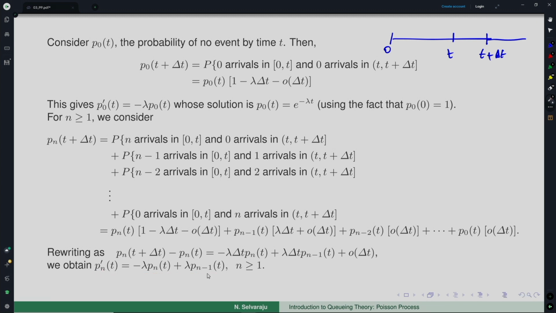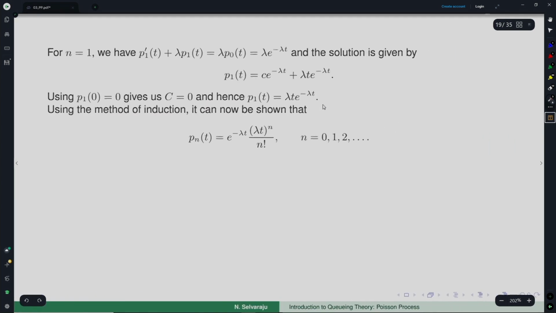Now, we already showed that P0 of t is e to the power minus lambda t. For n equal to 1, this equation is basically equal to this. We already know this, so this is what it is. This is again a differential equation. If you solve it, you will get this, but this is capital C here, because I am using capital C. This C and this C are one and the same. Now, using this gives us C equal to 0, and hence P1 of t is this.